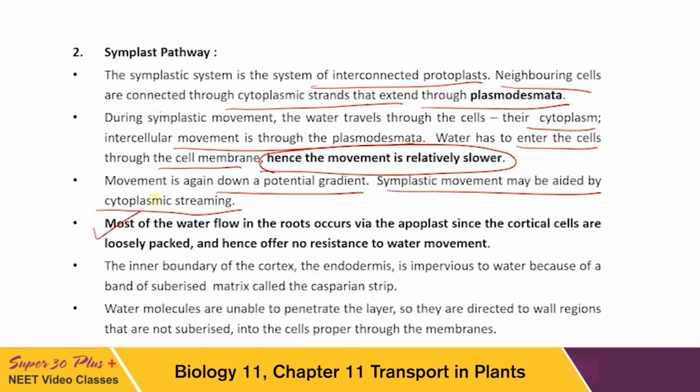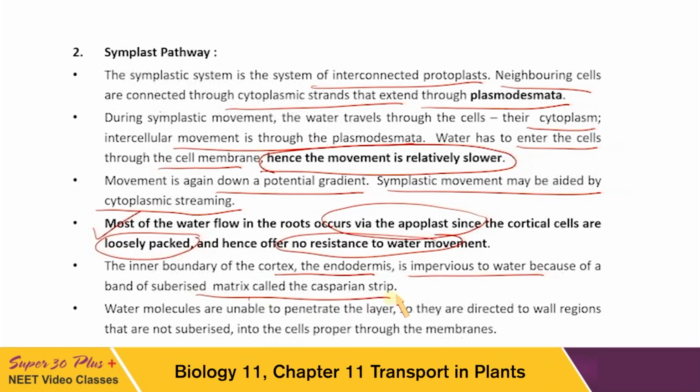Most of the water in a root moves through the apoplast. It moves through the apoplast of cortical cells because these are loosely packed and do not have much resistance. The inner boundary of the cortex, the endodermis, is impervious to water and it has Casparian thickening which doesn't allow apoplastic movement. Water molecules are unable to penetrate this layer and are directed to wall regions which are not suberized, that is, through passage cells the water will enter into the xylem.